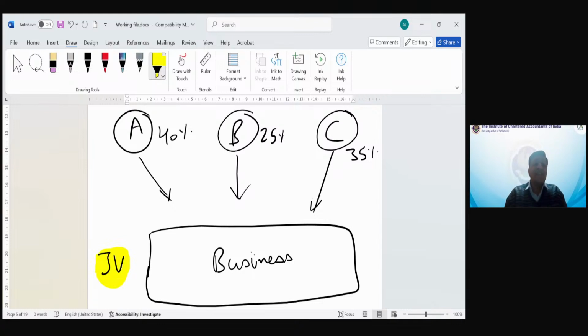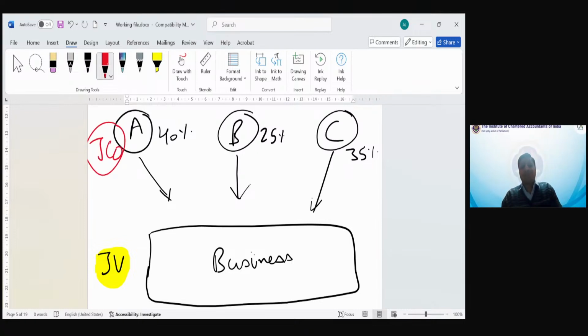Now the question arises: what will A, B, and C do in this case? When A, B, and C have come together, they have not created a separate entity, but they are running a business jointly. So they have created a consortium to run a business without a separate legal entity, without a separate company. That is what you call a JCO.